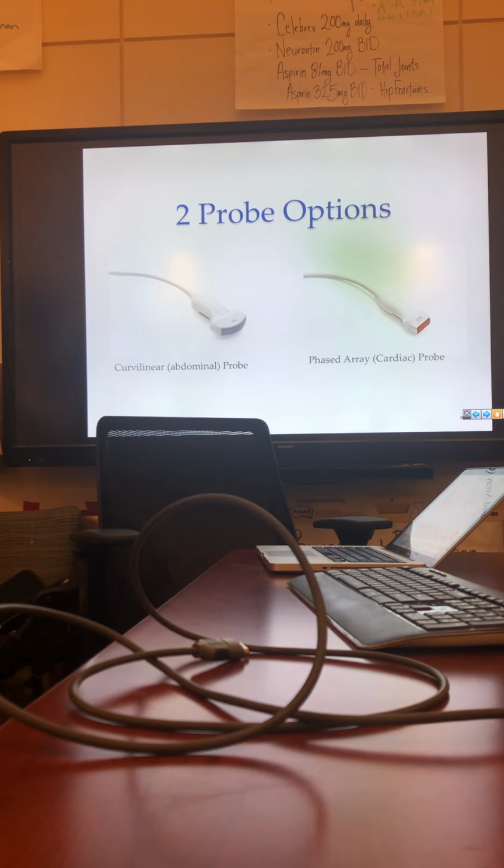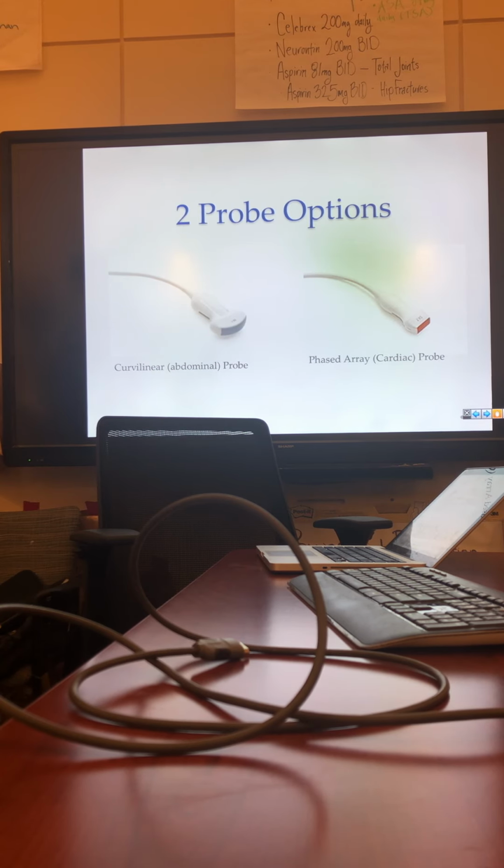All right, so there's a couple probe options, which we'll go into more when we actually scan. Your curvilinear probe and your phased array. I would argue that the one on the left should be what you start with. It's the abdominal probe. It has a wider footprint, a little bit better resolution. So this is probably your first go-to.